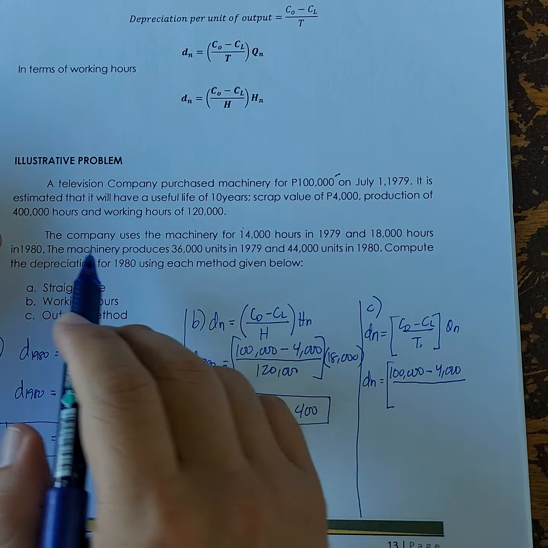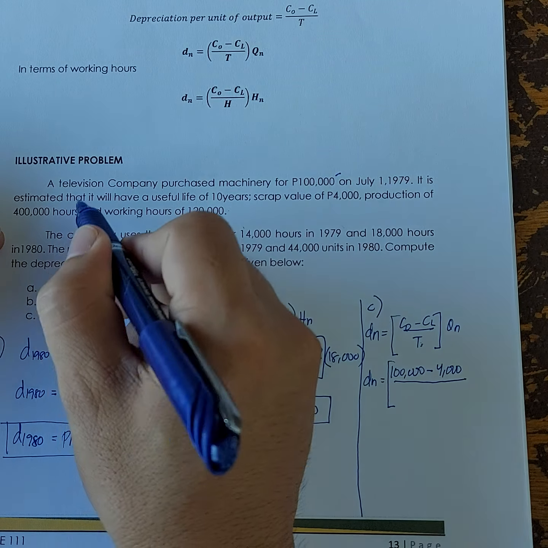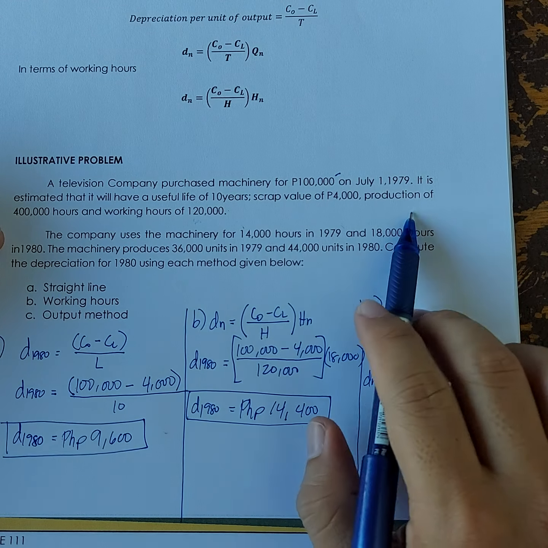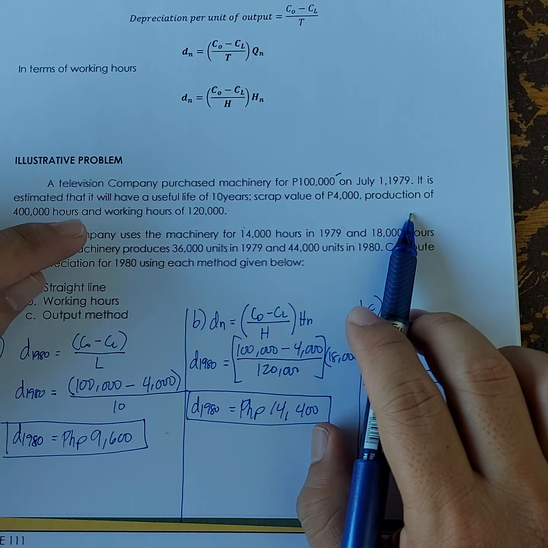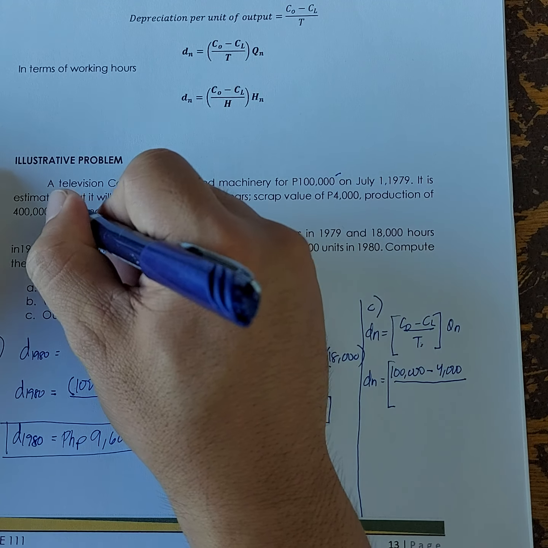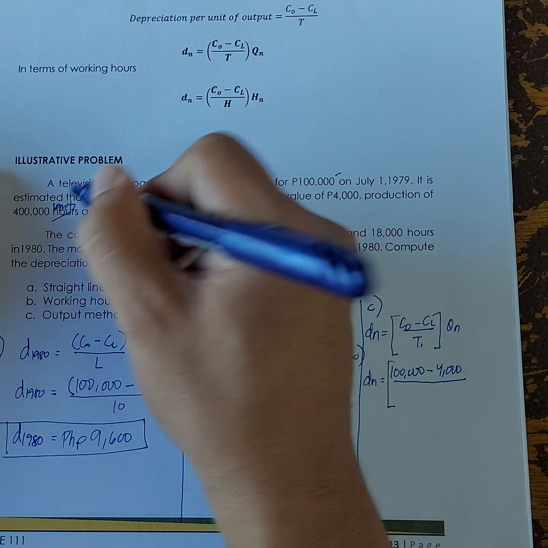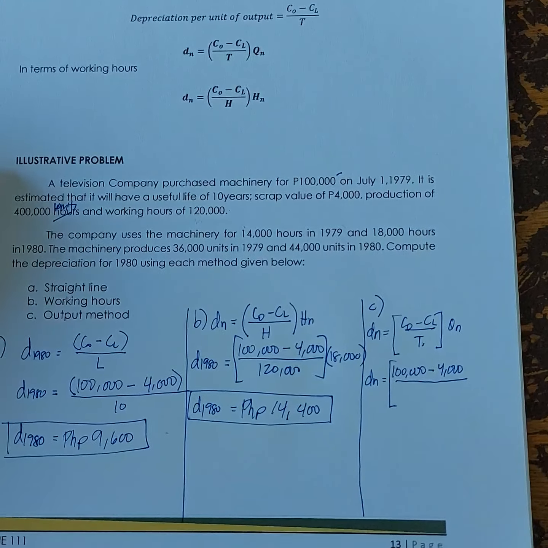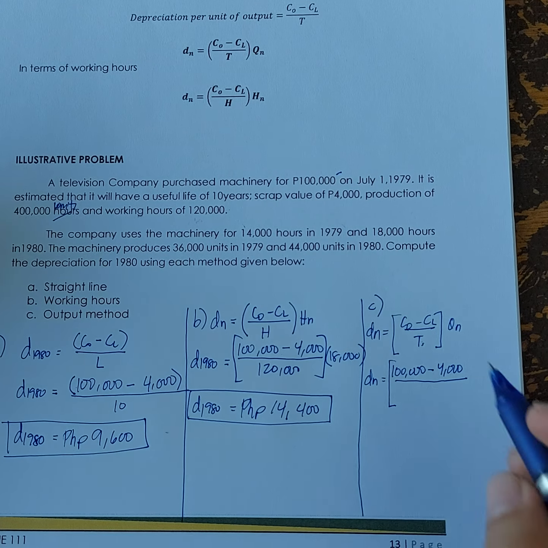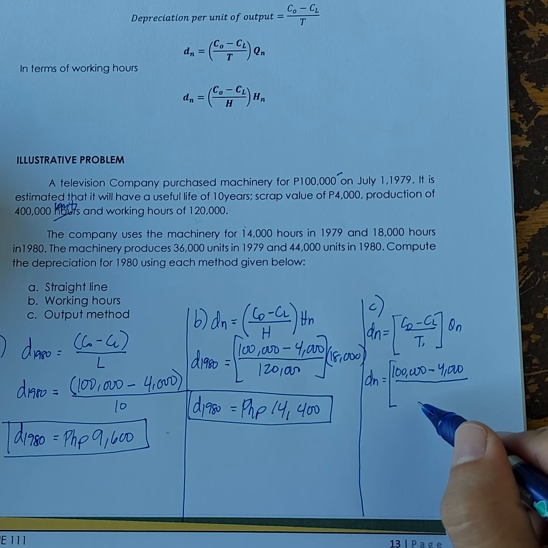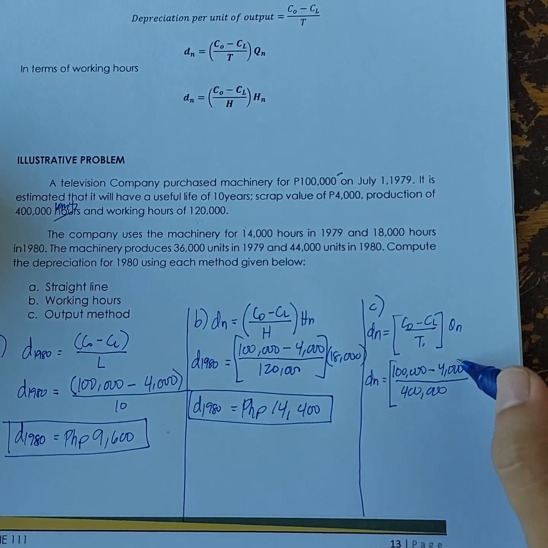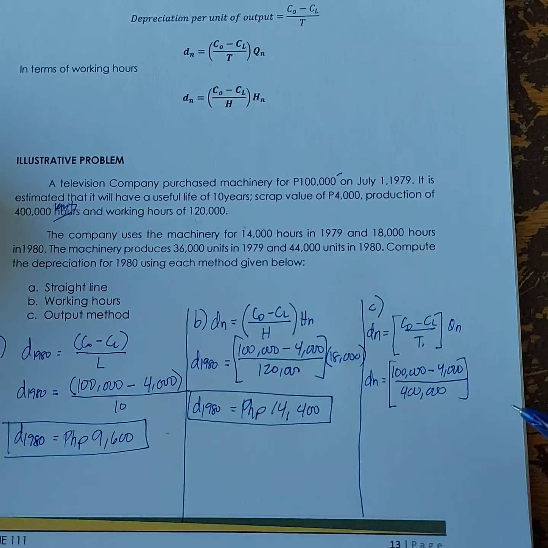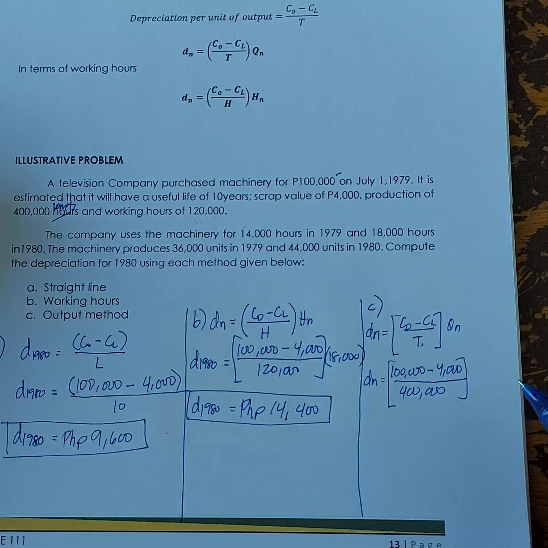Yun pala sa problem natin, hours yung nailagay ko. This should have been units, ano? So, a production of 400,000 units in working hours. So, this should have been, nakita ba? Okay. Units. No? So, this is 400,000. QN is, ano yung QN? Yung number of units ng 1980.